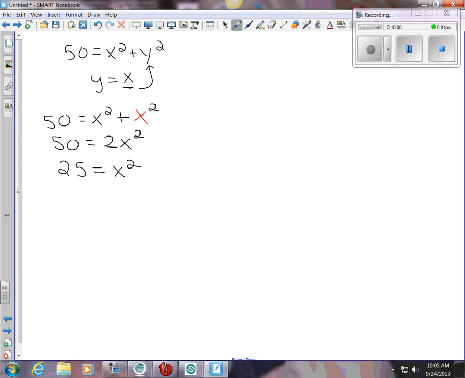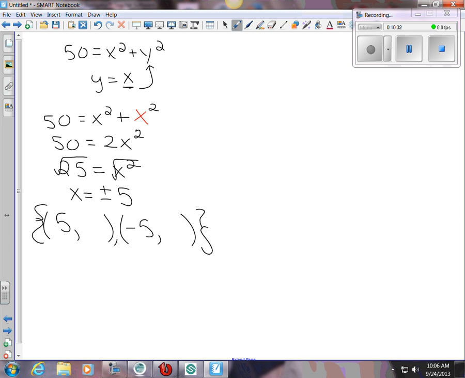Good. What's the square root of 25? Plus and minus 5. Remember, whenever you take the square root, it's always plus and minus. Always, always. Okay, it's always plus and minus. So we have the start of two solutions here. I've got a 5 and I have a negative 5, right?